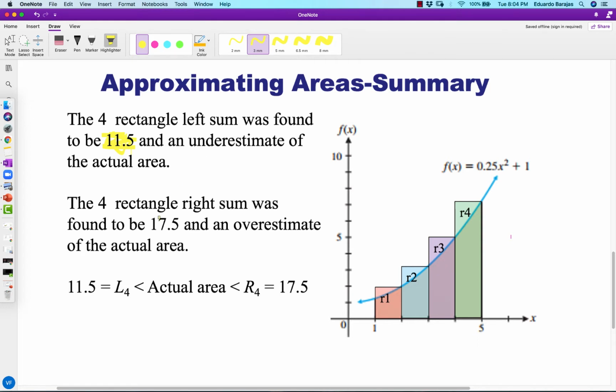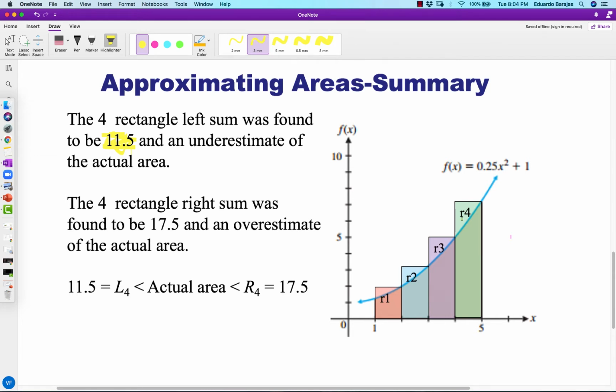Next, we used 4 rectangles to figure out the right sum value using the right sum rule. And we found that answer to be 17.5. Right? So again, the right sum rule means that we use the rightmost point at the base of each rectangle to determine the height of the rectangle. And because the function is increasing and we're using the right endpoint rule, we know that we are overestimating.